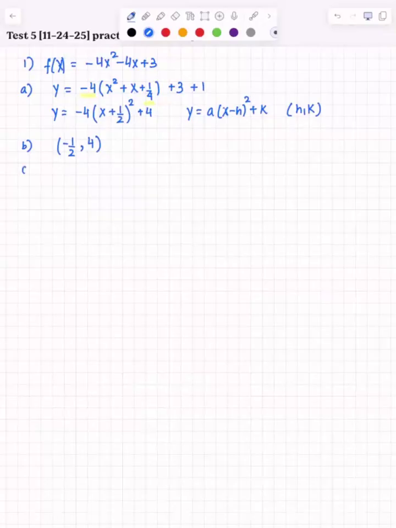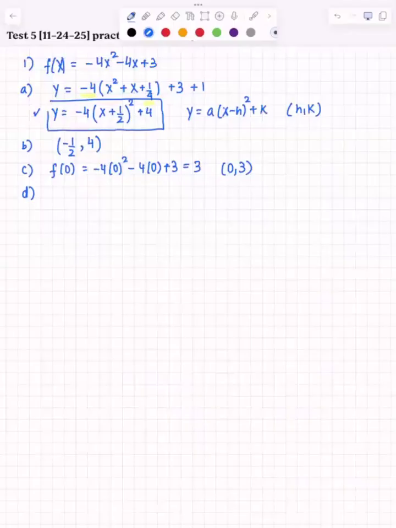Okay, part C, state the y-intercept, that is f of 0. So you plug in 0 for x, you get, in the top equation, that would be the best place, 3. So the y-intercept is 0, comma 3. State the x-intercept. So let's use the vertex form, which we've already come up with. By the way, I should put a box, and that's the answer.